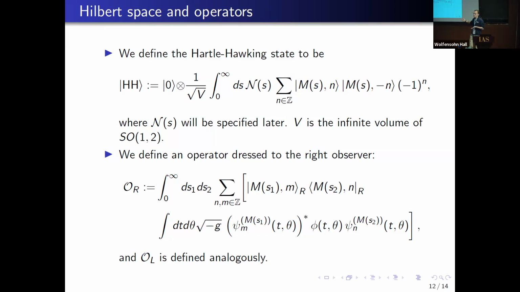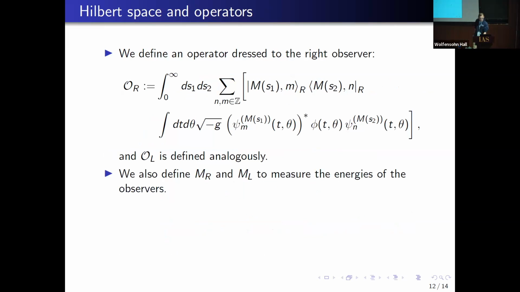And for the purposes of generating an algebra, I'm just going to define O_R to be like this, and it's gauge invariant. And O_L is defined analogously. You just replace the R subscript with an L. Of course, O_R acts trivially on the left observer Hilbert space and vice versa. Okay, also I'm going to define the operators M_R and M_L, which just measure the energies of the observers.